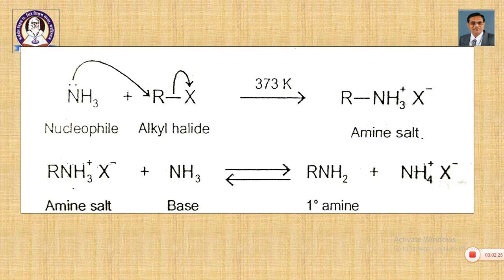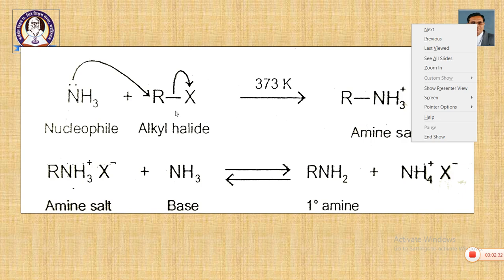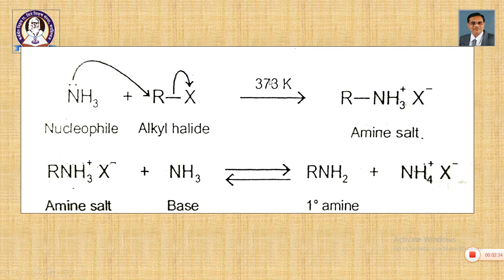The general reaction I have shown here. So ammonia plus alkyl halide undergo the reaction at 373 Kelvin. We get the amine salt in the first step. The salt of the amine then reacts with excess of base, that is ammonia, to form the primary amine. So this reaction again is taking place in 2 steps. Ammonia is converted into amine salt, and amine salt is converted into amine.